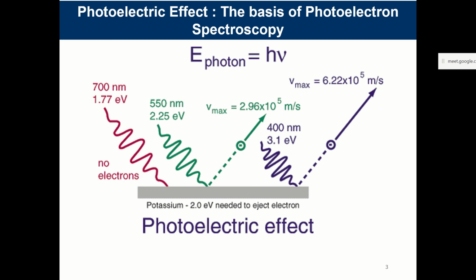Before we move on to the actual spectroscopy, this is the schematic of what we know about the photoelectric effect. So that idea has been illustrated here, which I was telling you just a while back. This is the surface of potassium, which requires energy of at least 2 electron volt to eject the electron, and it should come from one single light wave, like one single photon. So when you have a red colored light of 700 nanometer, which has only 1.77 eV of energy, it falls on the surface and nothing happens.